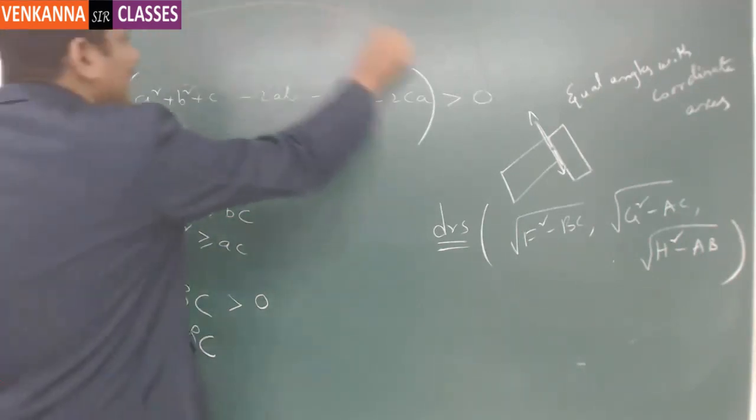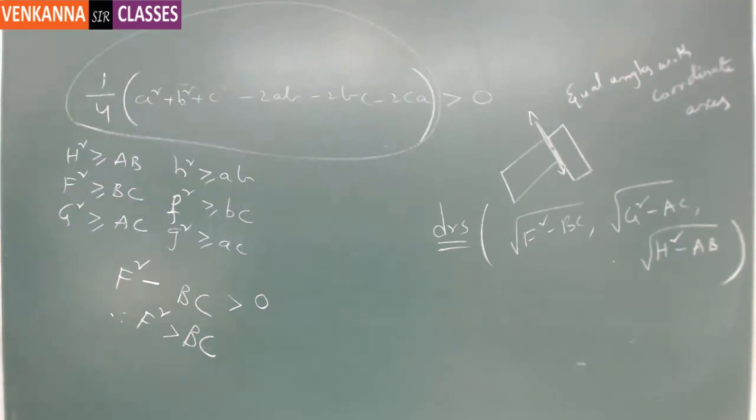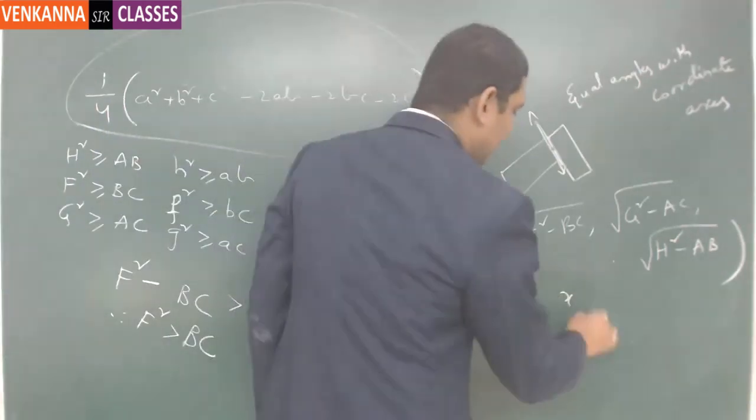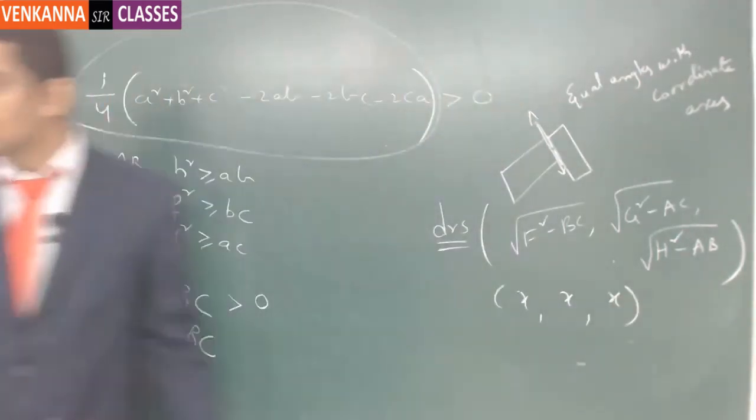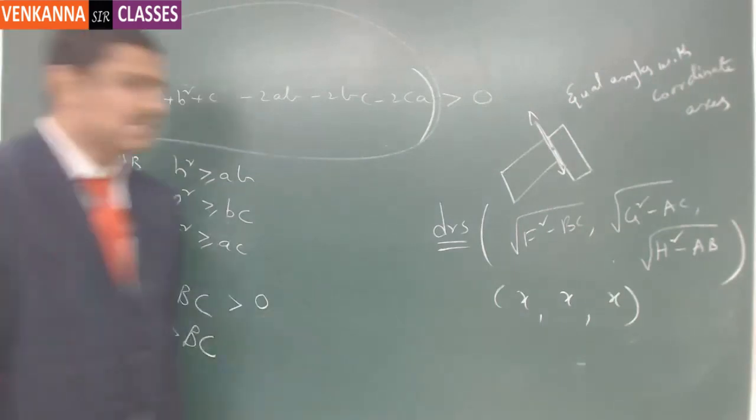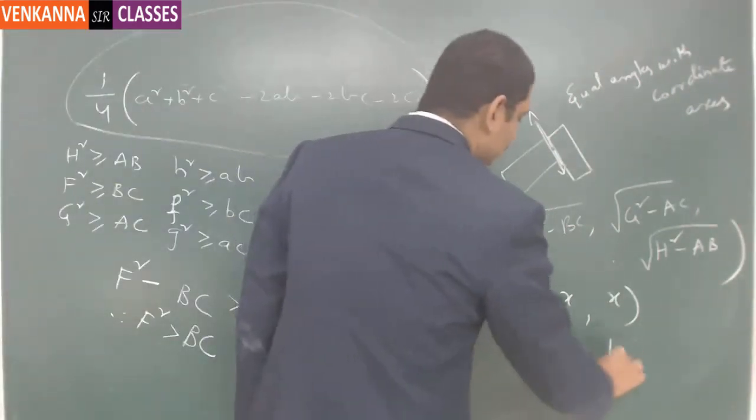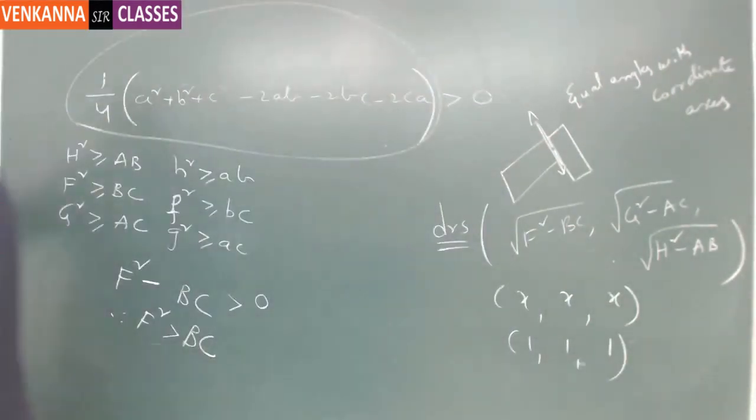This is the number you get, 1 by 4 of this thing. So all the drs are equal. Say x, x, x. If you cancel x, the drs are nothing but 1, 1, 1. So since the drs are equal, from that you can say that the dcs are also equal. Therefore, the line of intersection makes equal angles with the coordinate axis.